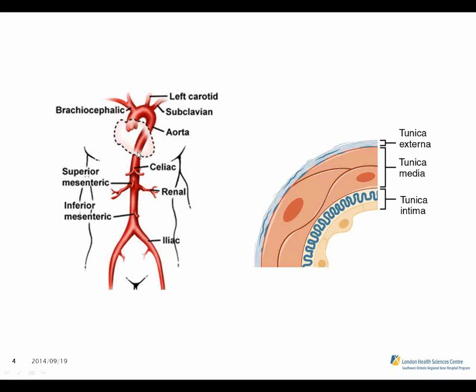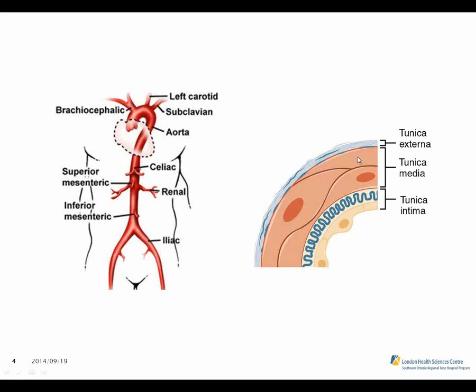Once the aorta descends into the abdomen, we have multiple vessels coming off. We have the renal vessels, which supply blood to the kidneys, as well as three vessels, the celiac, the superior mesenteric, and the inferior mesenteric, that supply blood to the other abdominal organs and also to the bowel.